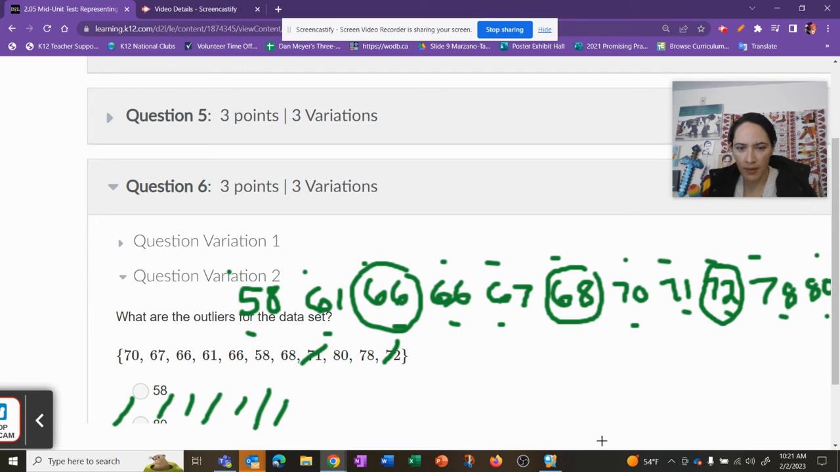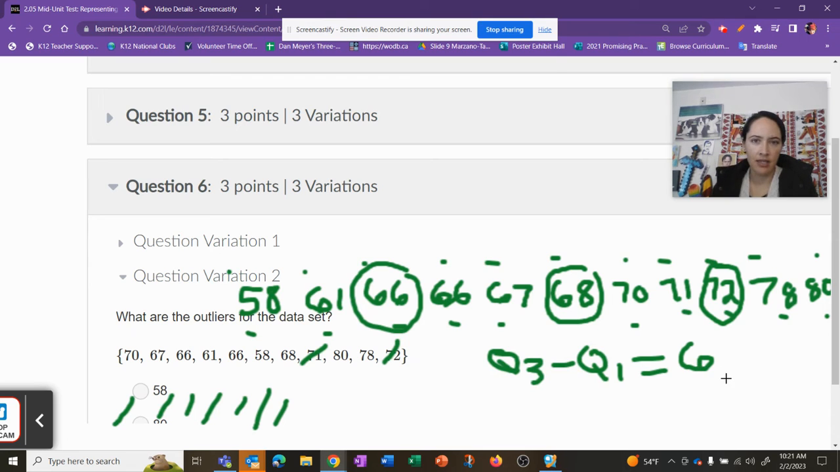And our Q3. Excellent. Our interquartile range is going to be the Q3 minus Q1. That's it. So 7, that looks like 6. So our IQR is 6. Now we need to do 1.5 times 6. That's 9. Okay. Plus and minus, plus 9 and minus 9 will give us outliers from our min and our max.